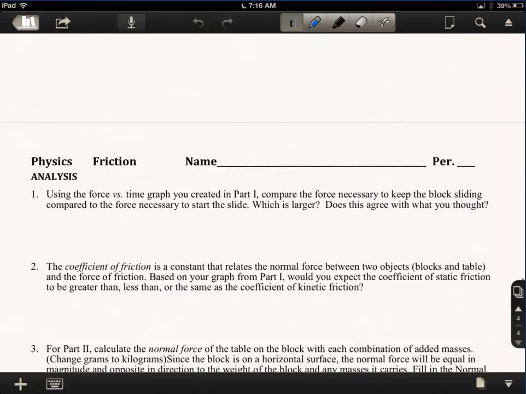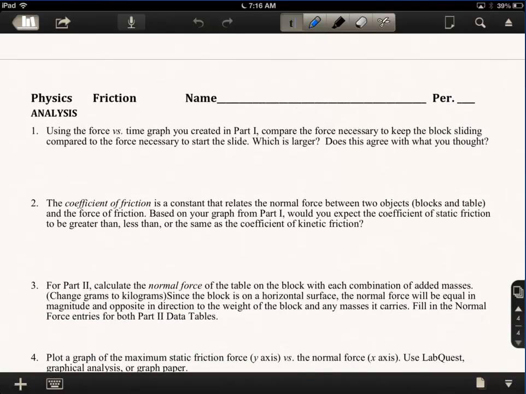The coefficient of friction is a constant that relates the normal force between two objects and the force of friction. Based on your graph from part 1, would you expect the coefficient of static friction or the coefficient of kinetic friction to be bigger? And since it took more force to start it moving, we would expect the coefficient of static friction to be bigger.